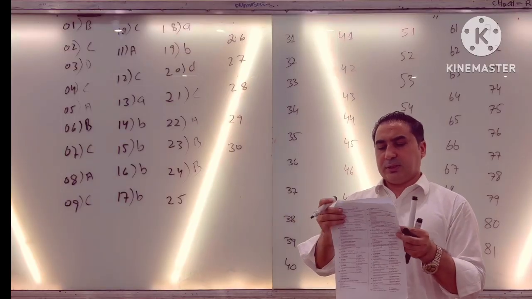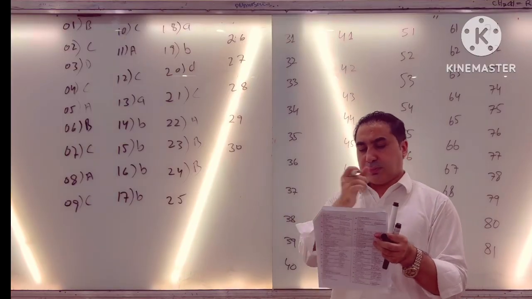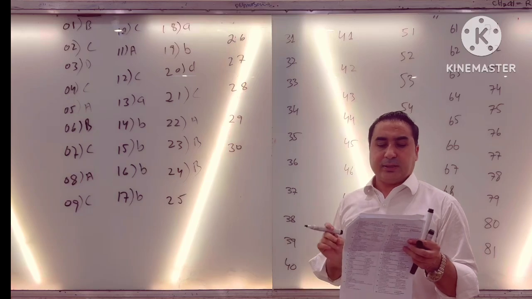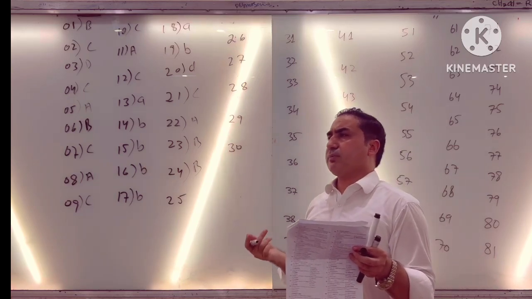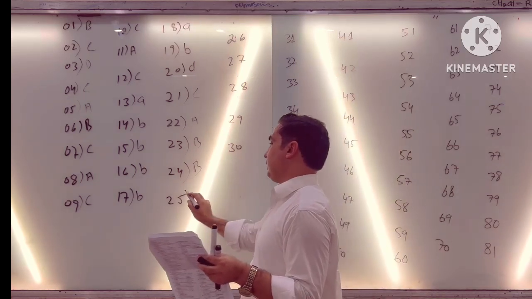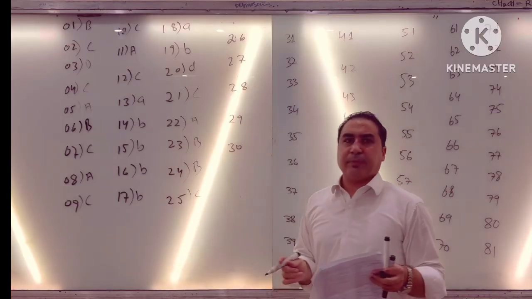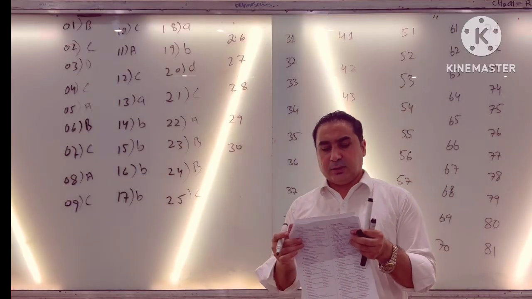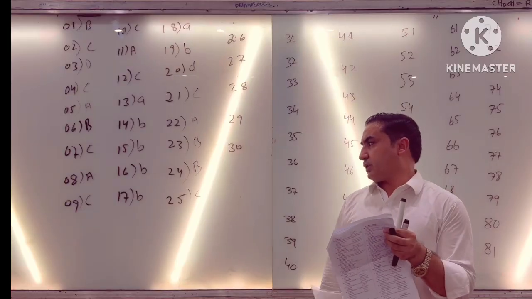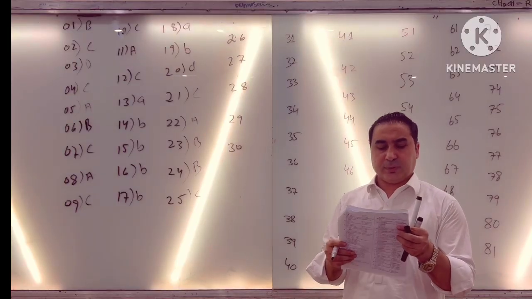Next MCQ: the channel in a neuron which is responsible for maintaining resting membrane potential. Resting membrane potential is maintained by the potassium channel. The correct option is the potassium channel.